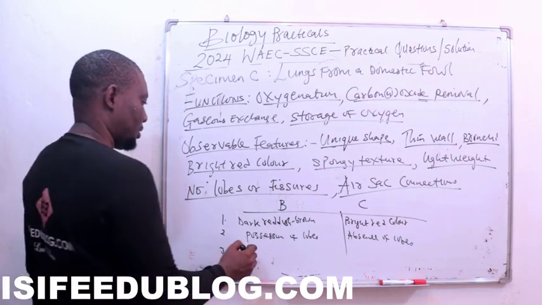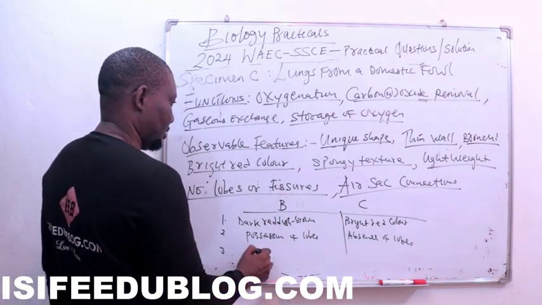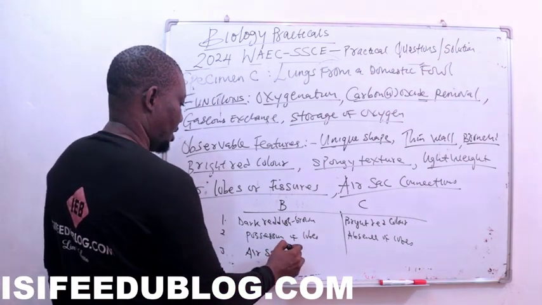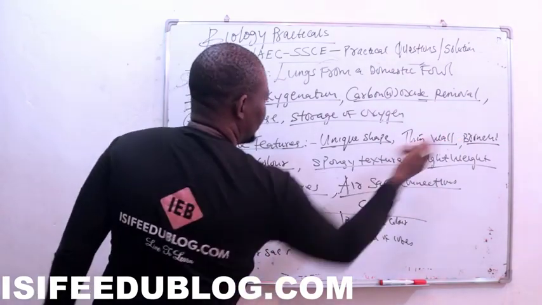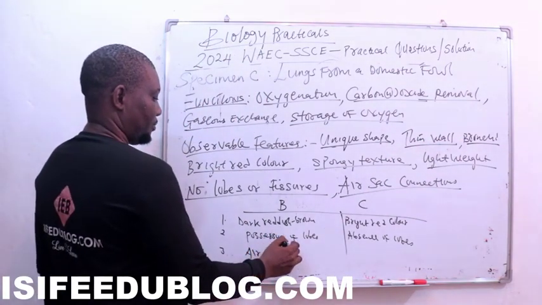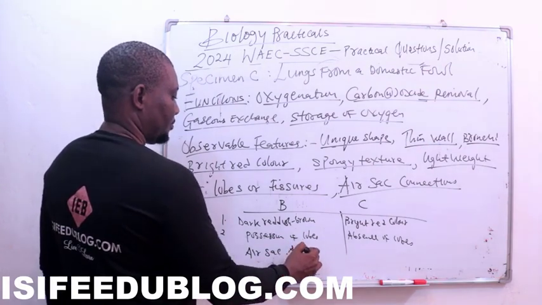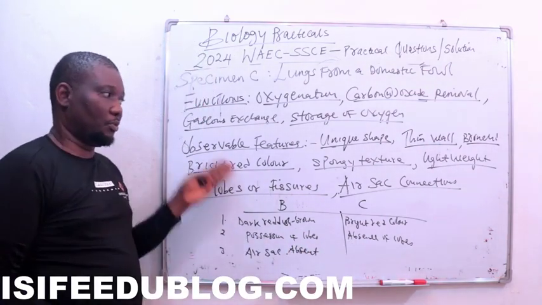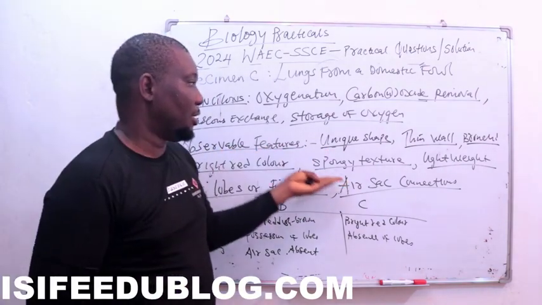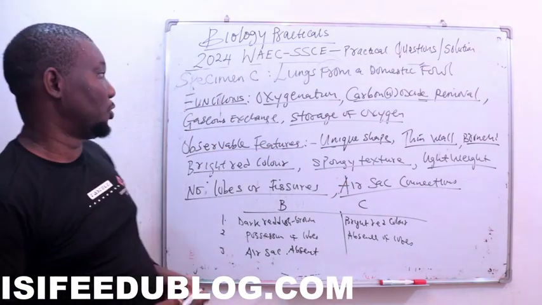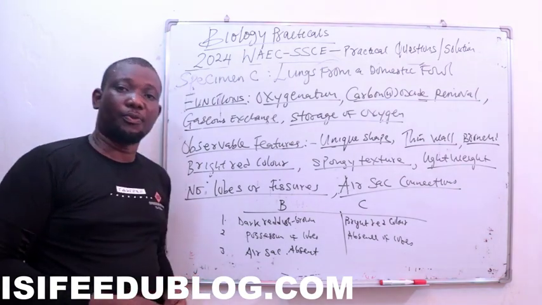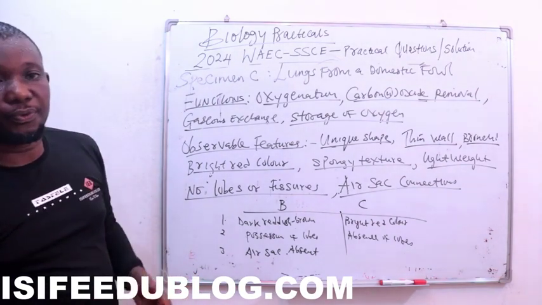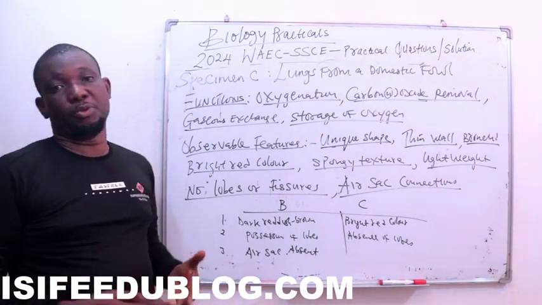So a sac, you can see a sac absent, as well as our local. A sac absent. Here, a sac present. So whatever you see here, if we compare it with the observable feature of that, this can also form part of the structural difference in the specimen.